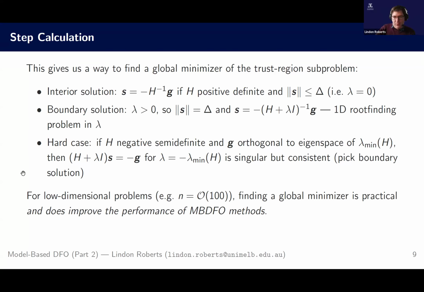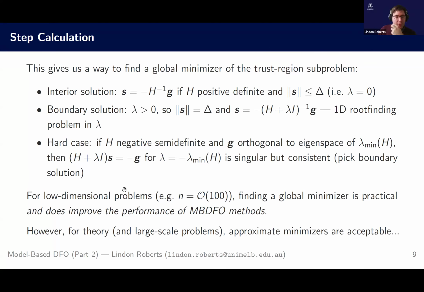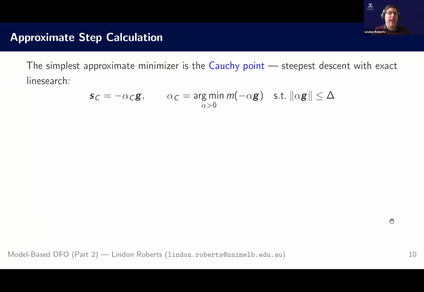In the end, though, you can, in principle, write an algorithm based on all of this. And for relatively low dimensional problems, it's not too bad. This works reasonably well. And in my experience, spending this extra effort to globally minimize our model, to globally solve the trust region subproblem, does actually help in terms of practical performance. However, if the problem gets larger, and from a theoretical point of view, we don't have to do all this work. Approximate minimizers of our model, approximately solving this trust region subproblem, is acceptable. So I want to mention that very briefly now.